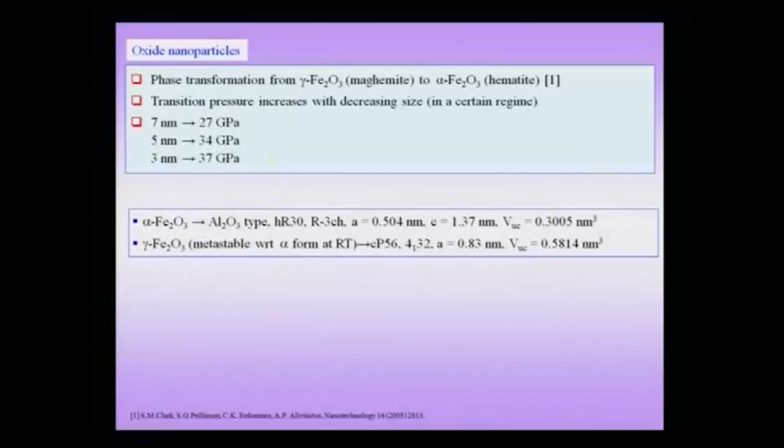Another example of a solid to solid phase transformation which has been studied is the transformation from gamma Fe2O3 to alpha Fe2O3. Again, this is a pressure induced phase transformation, and this gamma Fe2O3 is actually a metastable form at room temperature with respect to the alpha form. This is a cubic form and its unit cell volume is about 0.58. The alpha form, which has a smaller unit cell, is actually a rhombohedral crystal, and it has a and c parameters of a equal to 0.504 and c equal to 1.37, an alumina form of a crystal.